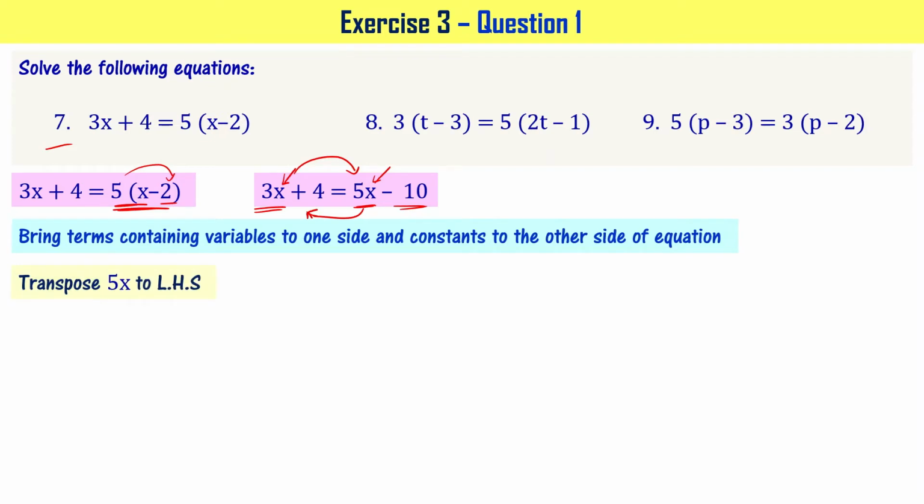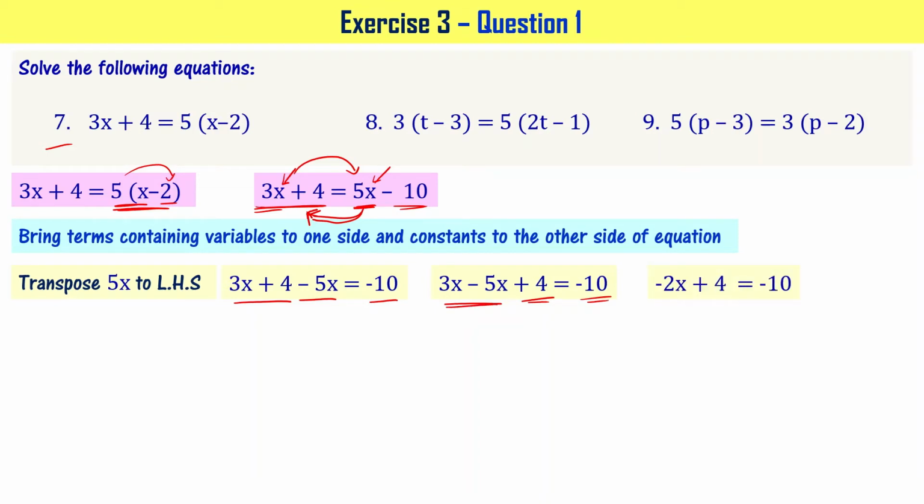Let me transpose 5x to LHS. When I do that, the equation can be written as 3x plus 4 written as is, right? And minus 5x is written because plus 5x is getting transposed. That is equal to minus 10, right? Now let me rearrange this equation so that I can write it as 3x minus 5x plus 4 equal to minus 10. 3x minus 5x is minus 2x, right? Minus 2x plus 4 equal to minus 10. This is the linear equation.